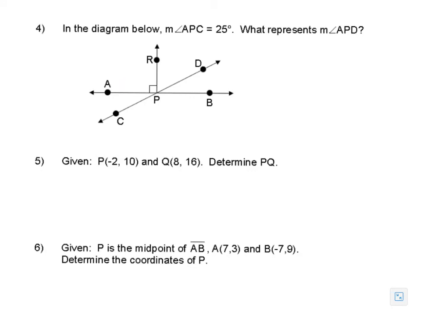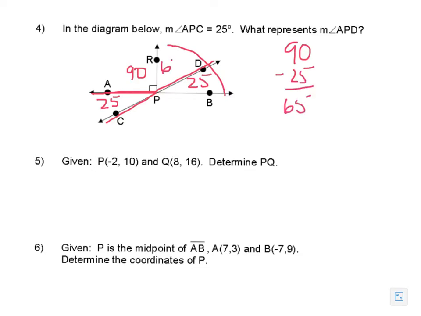4. In the diagram below, the measure of angle APC equals 25 degrees. What represents the measure of angle APD? APC is right here, 25 degrees. Well, I know this is 90. I don't know what RPD is, but I can put 25 here, and note that these two angles have to add up to 90 degrees. So I'm going to do 90 minus 25, and that gives me 65. So 65 is right here.